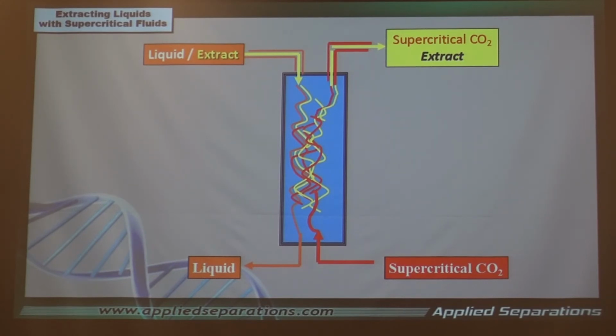But by controlling the density of the CO2, and remember, we can have that be 0.1, very, very low density, what's going to happen is this will fall through, and as it falls through and moves through, then the extract will be pulled in. By changing that density based upon what the liquid density is, we will get an efficient extraction.